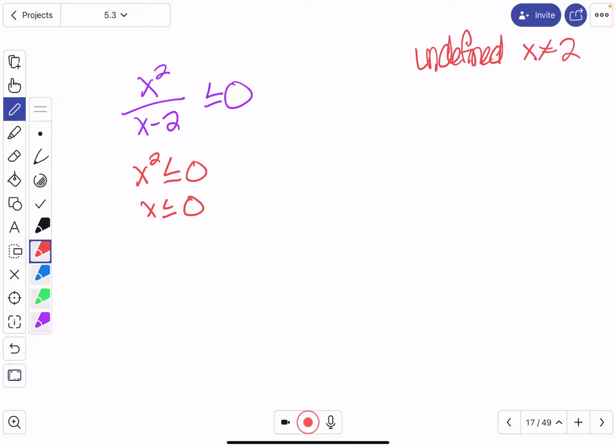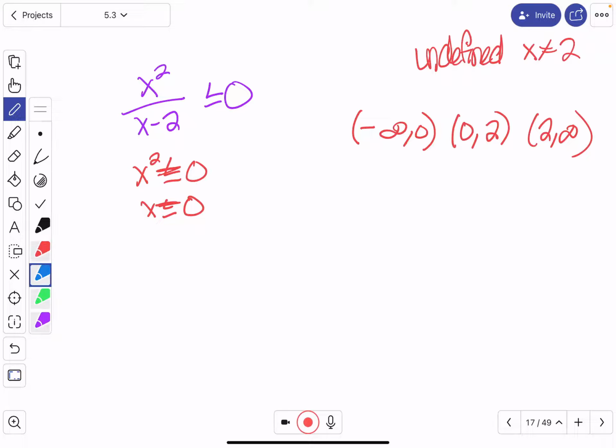So if we make our intervals, again, we can treat it like an equation. Ignore the less than part, actually. Treat it like an equation. x equals 0. So we have negative infinity to 0 as one interval, 0 to 2 as another interval, and 2 to infinity as a third interval. So here I would check -1, 1, and 3.